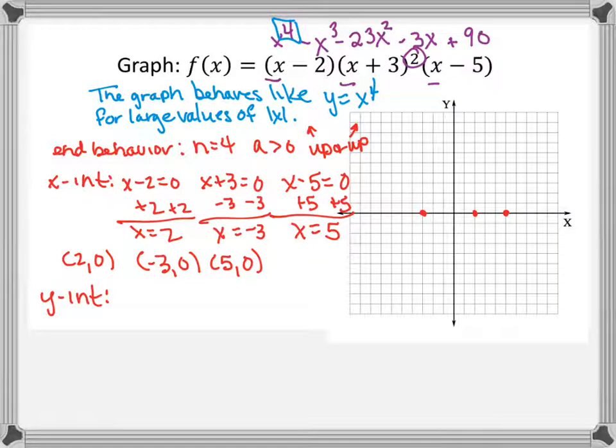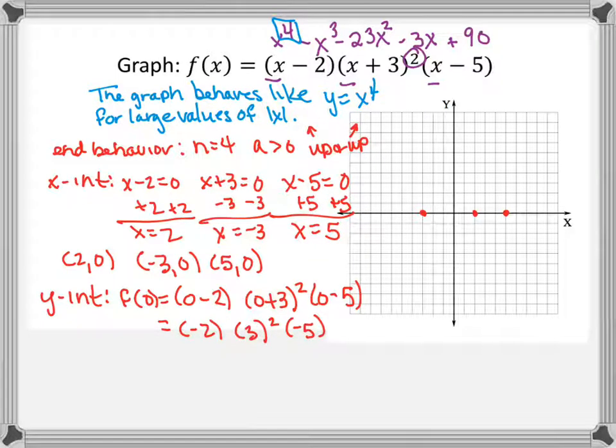The y-intercept, let's find f of 0. So 0 minus 2 times 0 plus 3 quantity squared times 0 minus 5, or negative 2 times 3 squared times negative 5, negative 2 times 9 times negative 5, which is positive 90. So we have a y-intercept at (0, 90). So to graph this, I'm going to need to change the scale on my y-axis so that every grid line is worth 10. So 90 would be here.